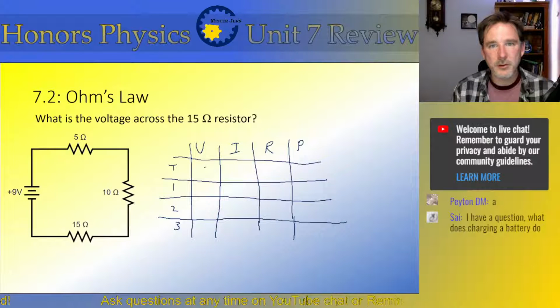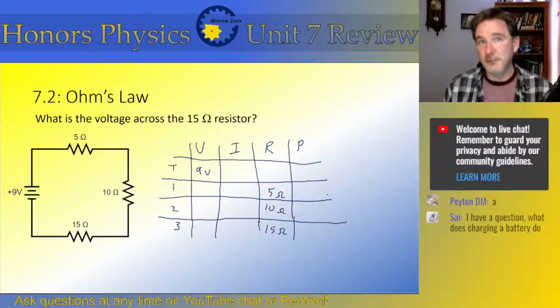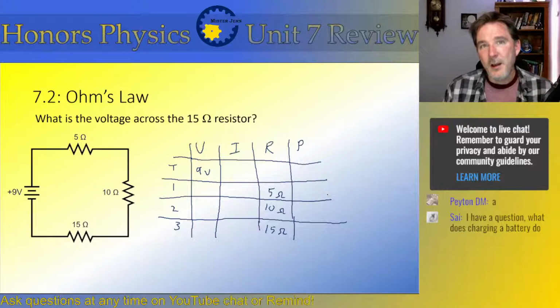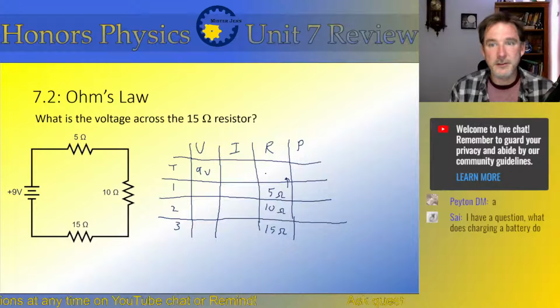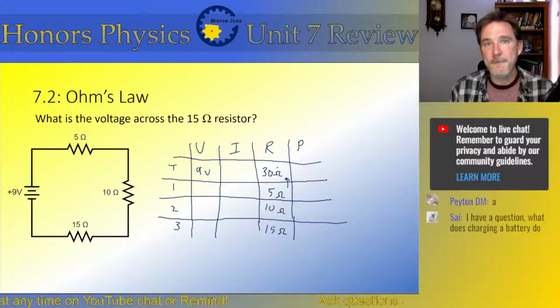So the voltage across the 15 ohm resistor. My total voltage is 9. My resistors are 5, 10 ohms, and 15 ohms. Now, total resistance. It's a series circuit, so I just add these up. I get 15 plus 10 plus 5, which gives me 30 ohms. Now that I've got that, I can get this one.